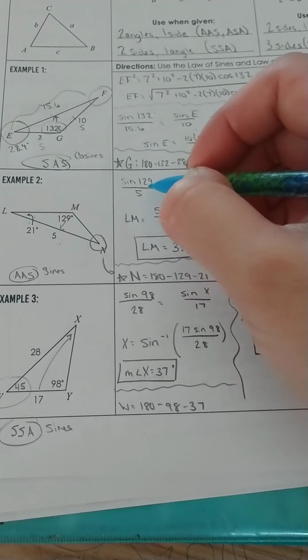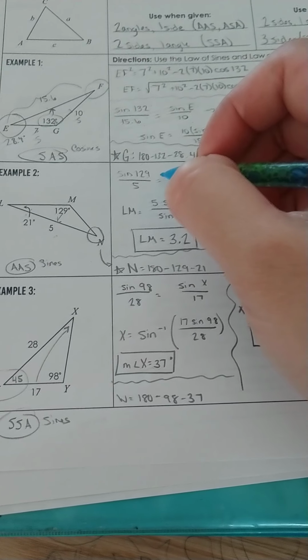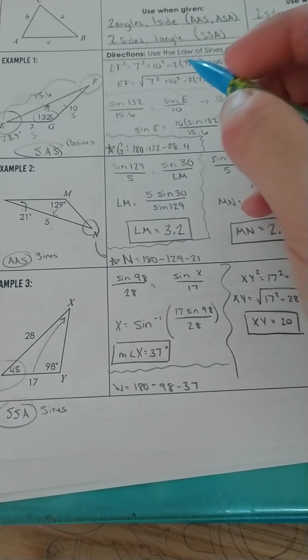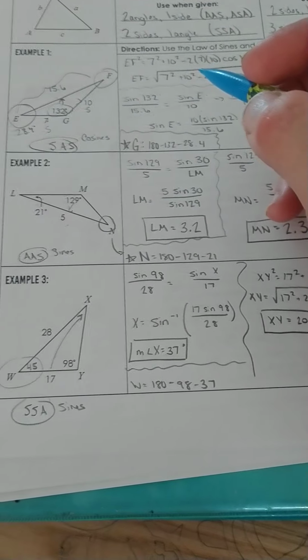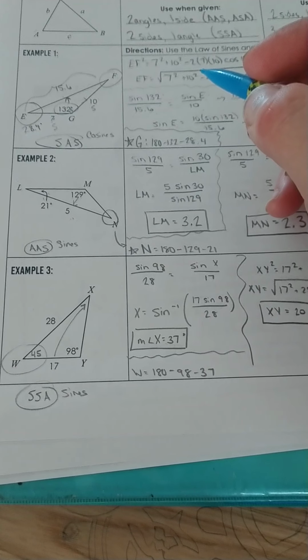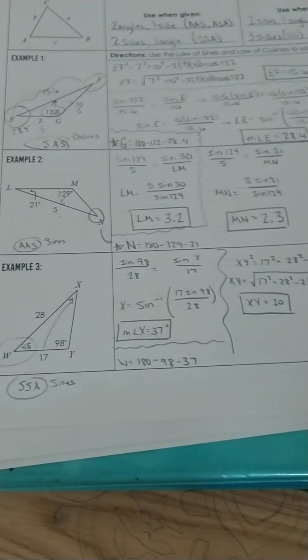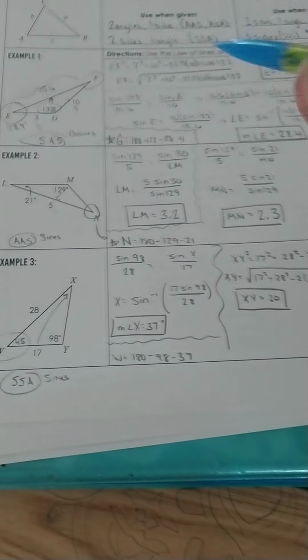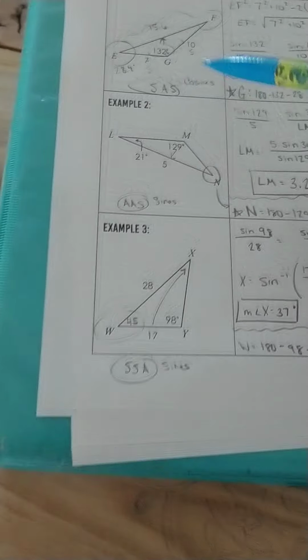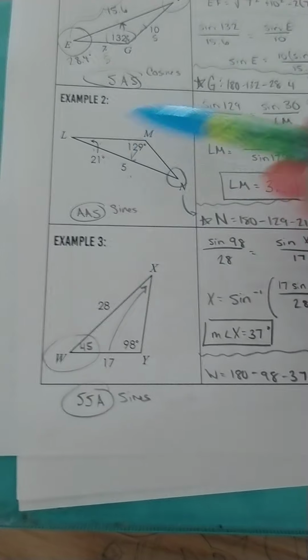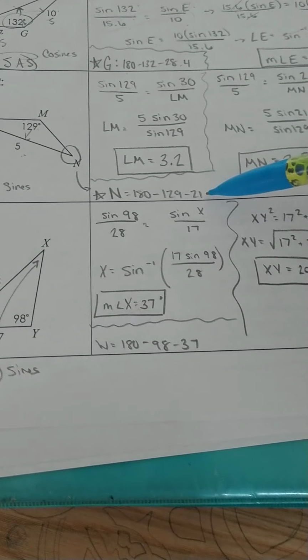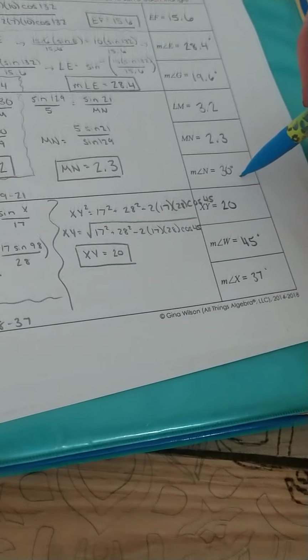So sine of 129 over 5 equals, I'm going to go ahead and, that is not where I started. Sorry. Back that up for a second, please. You've got 180 degrees. You've got 129. You've got 21. Go ahead and do your 180 minus 129 minus 21. And that gives you that the measure of angle N is 30 degrees. That's where I started. Sorry.